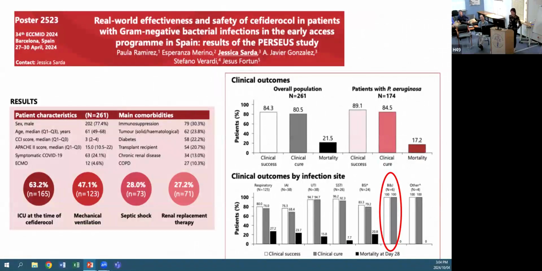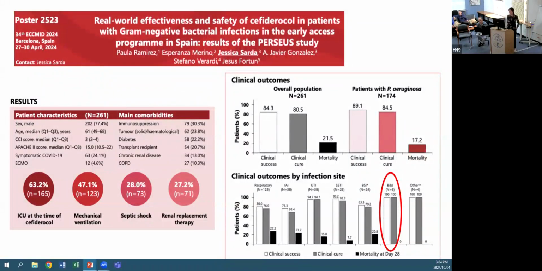This was a retrospective observational study recently presented at ESCMID, reporting treatment outcome of patients in the Cefiderocol Access program in Spain. Of 260 patients with gram-negative bacterial infection, over 60% were critically ill. Patients received Cefiderocol for up to 28 days, and the median treatment duration was 10 days. Overall, clinical success rate in patients who received Cefiderocol was 84%, and the 28-day mortality rate was 21%.